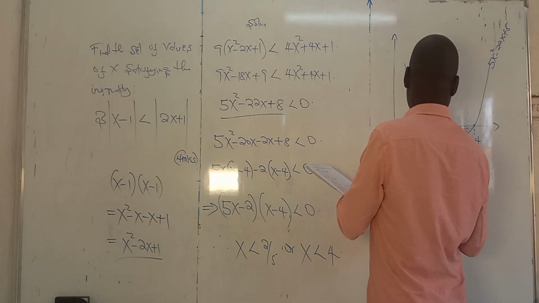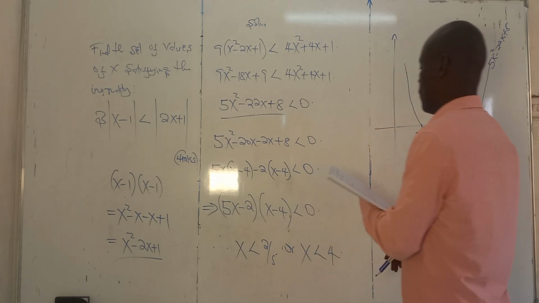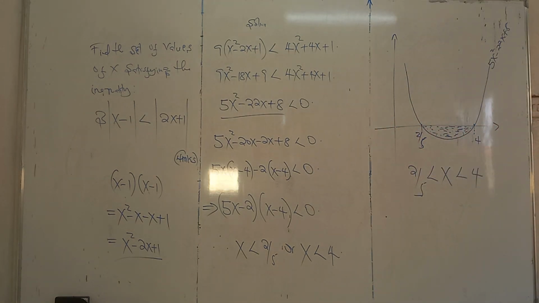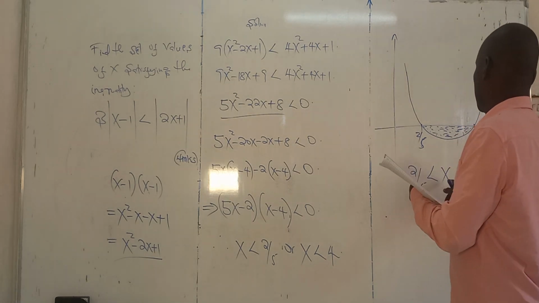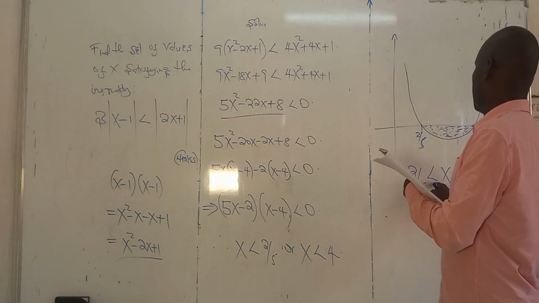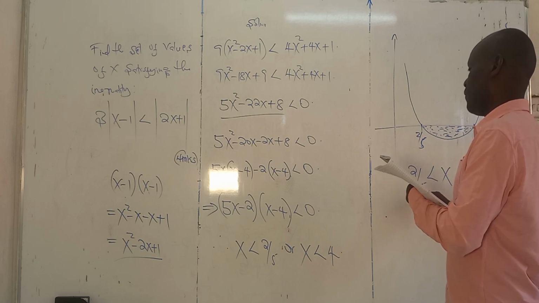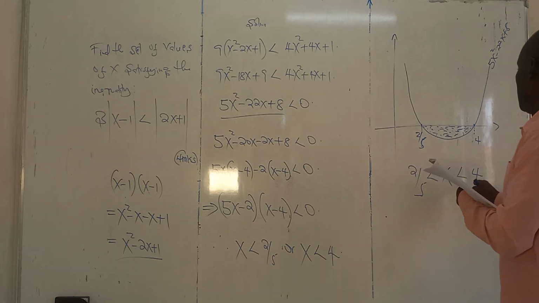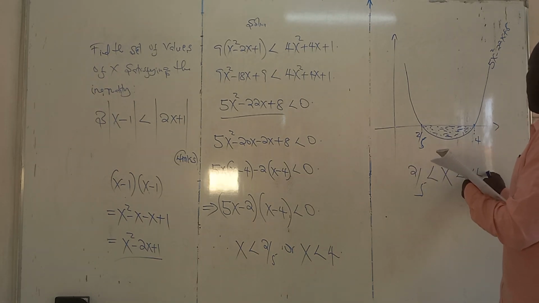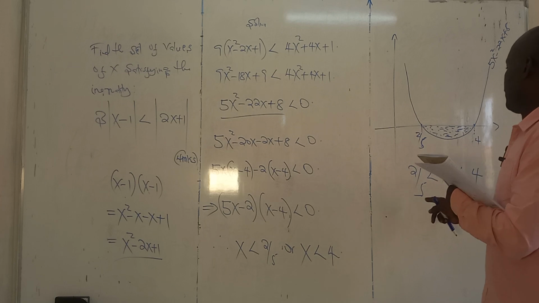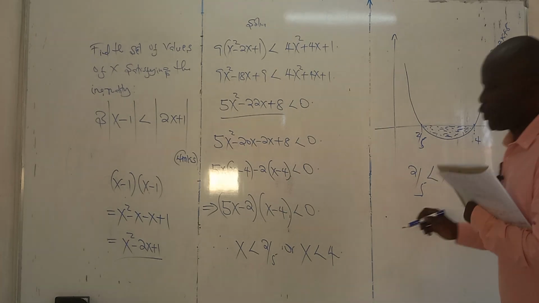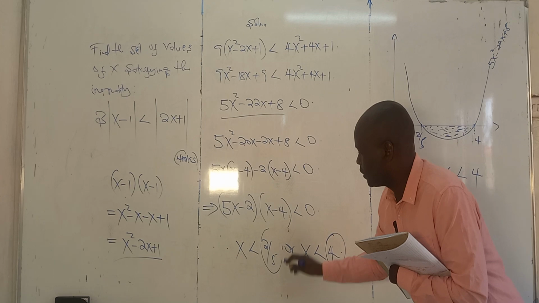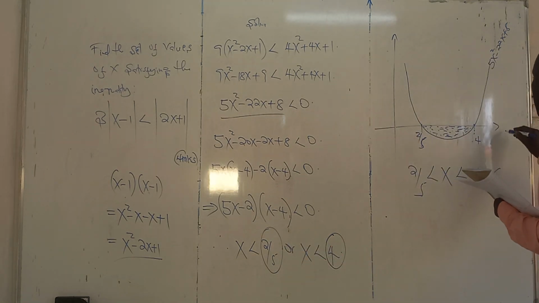Then we take this, that now what we are saying is that x is greater than 2 over 5 and less than 4. And that defines this particular region. So we used our answers here to define the boundary of this, and that is the answer.